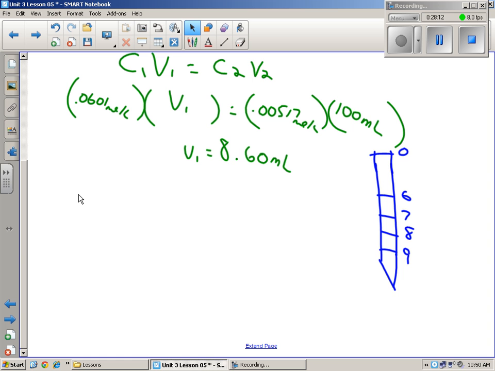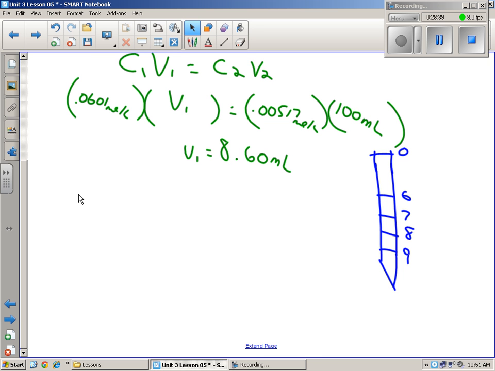If you needed less than a milliliter, you'd have to do something else to get that. You'd probably have to use a smaller pipette, which we don't have any of. Okay? But you'd have to measure that somehow else. Look, if you fill it up to 9, that's really 1 milliliter. If you fill it up to 8, that's 2 milliliters. If you fill it up to 6, that's 4 milliliters. If you fill it up to 0, that's 10 milliliters. Okay? The scale's backwards is my point.